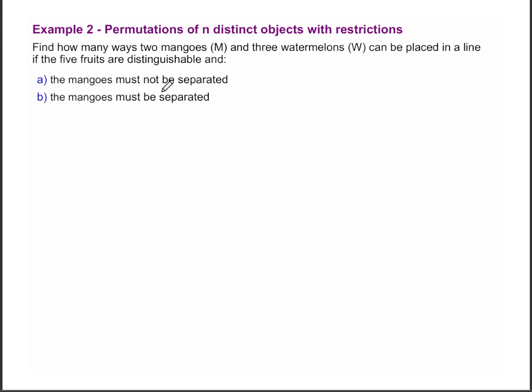Meaning they are all distinct items, and the mangoes must not be separated. So currently we have mango, mango, watermelon, watermelon, watermelon, and they are placed in a line where there are 5 spaces, right? But we're told that these mangoes must not be separated. So the trick here is we need to keep them together. We count them as one object.